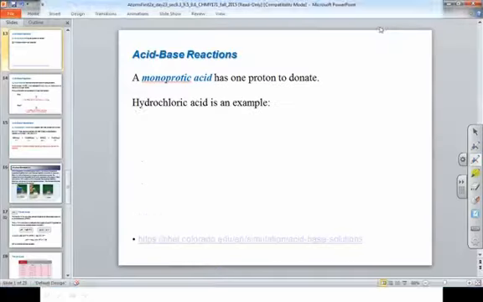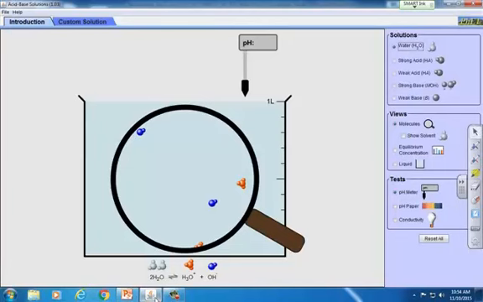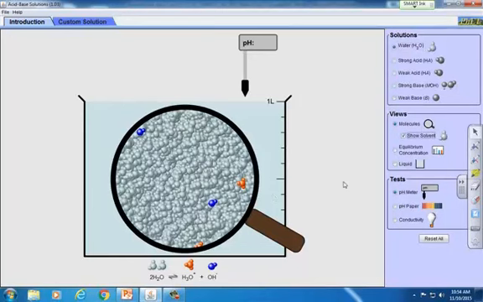Let's take a look at this simulation here. It gives you a nice visual depiction of what's happening when you put in acid and water. So here I have pure water. This magnifying glass just allowed me to see what molecules are present. So in pure water, maybe I want to look and show the solvent. The water molecules are in gray. And then in blue I have OH minus, and in red I have H3O plus.